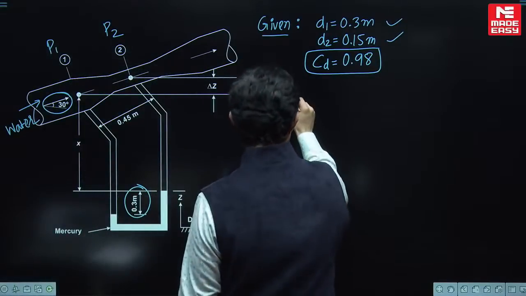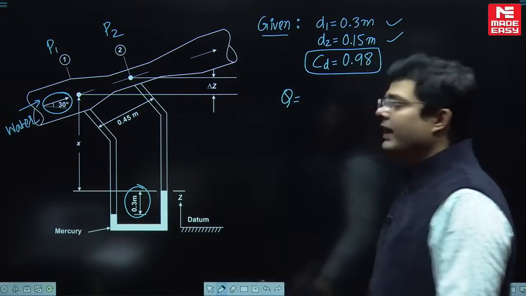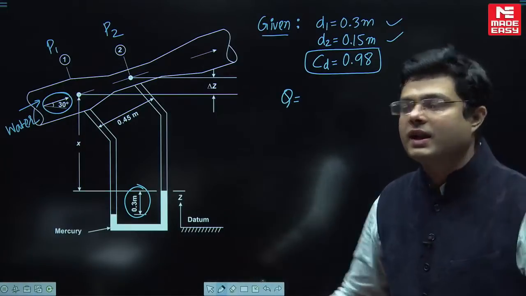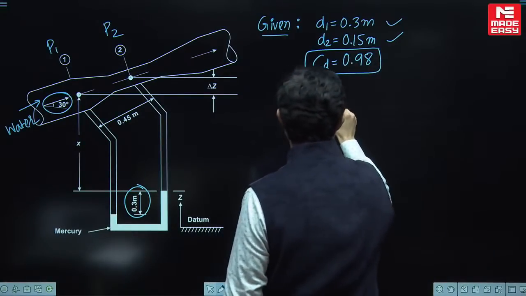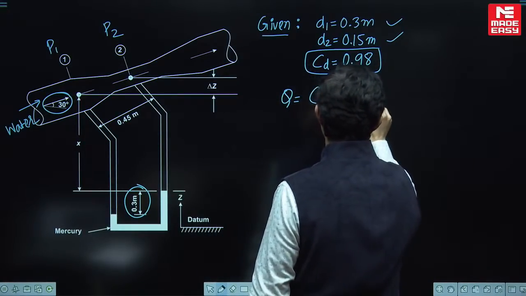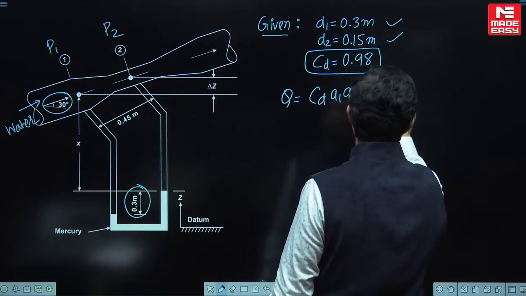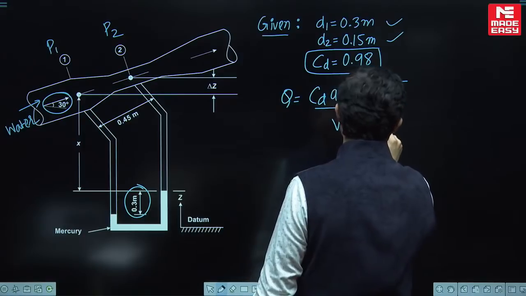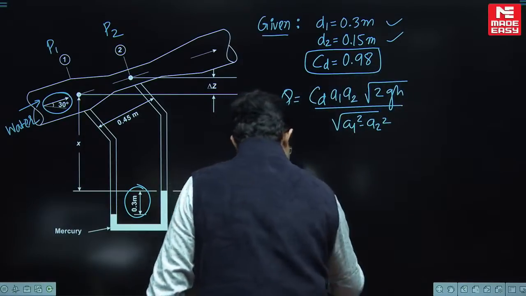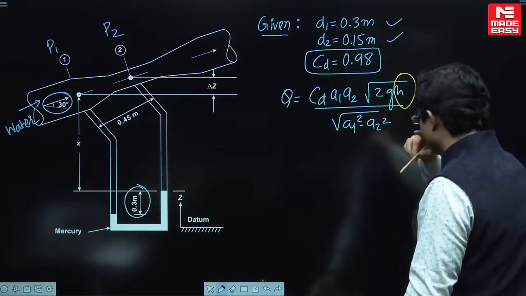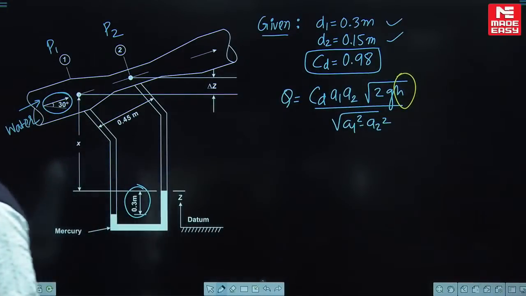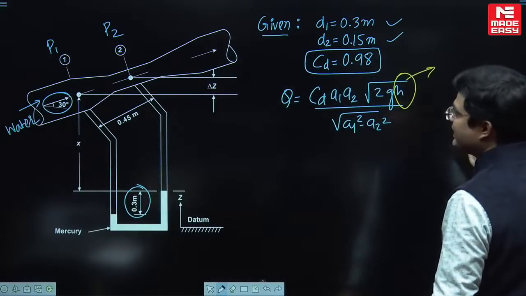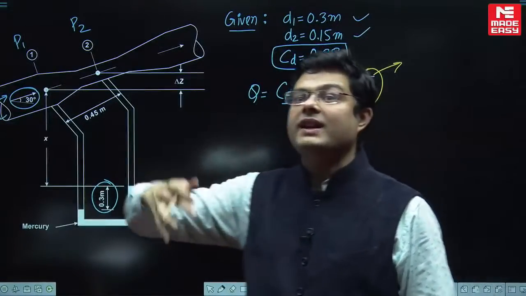You know, the discharge for any Venturi meter, no matter whether it is horizontal, vertical or inclined, is given as CD A1 A2, that is the throat area, under root of 2GH divided by under root of A1 square minus A2 square. But wait my dear students, there is a trick everybody knows from classroom. This value of H for an inclined Venturi meter is not the pressure head difference between pipe and throat.